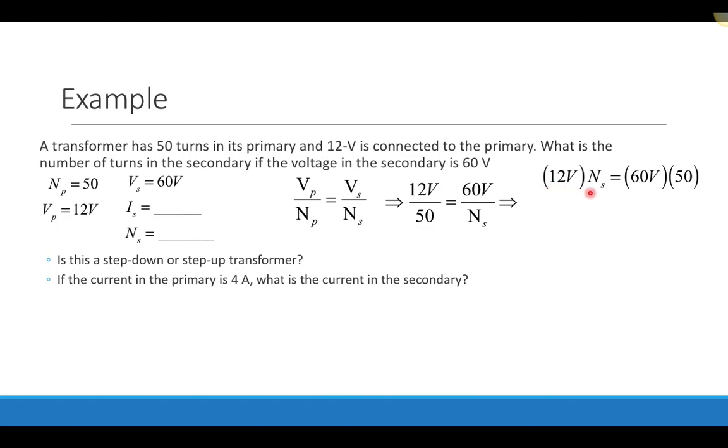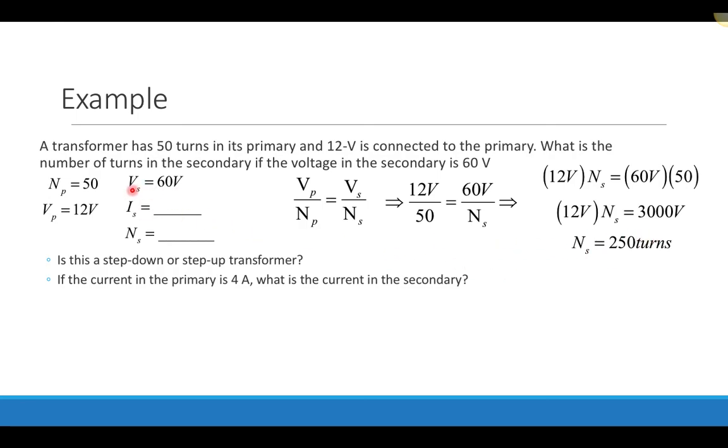So I have 12 times the number of turns of the secondary equals 60 times 50. To solve for the number of turns in the secondary, I can multiply 60 times 50 and I get 3,000. And then I can divide both sides by 12. And when I divide both sides by 12, I get 250 turns. So I talked through this ahead of time, and I got the correct answer.